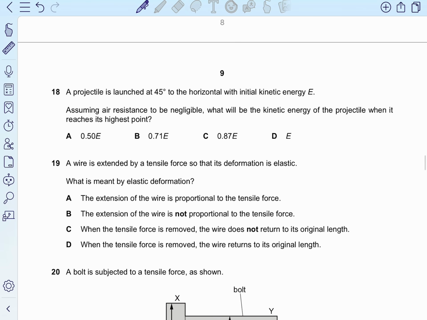A projectile is launched at 45 degrees to the horizontal with the initial kinetic energy of E. Assuming air resistance to be negligible, what will be the kinetic energy of the projectile when it reaches its highest point? All right, so basically, kinetic energy is calculated with the velocity. Now for these types of questions, if you're not sure about the calculation, you can just assume some constants and then you can guess it out.